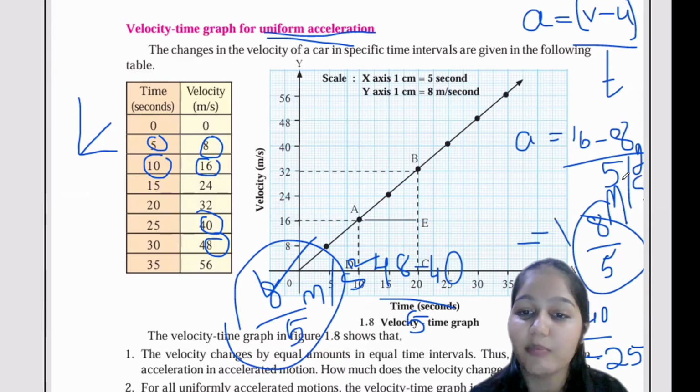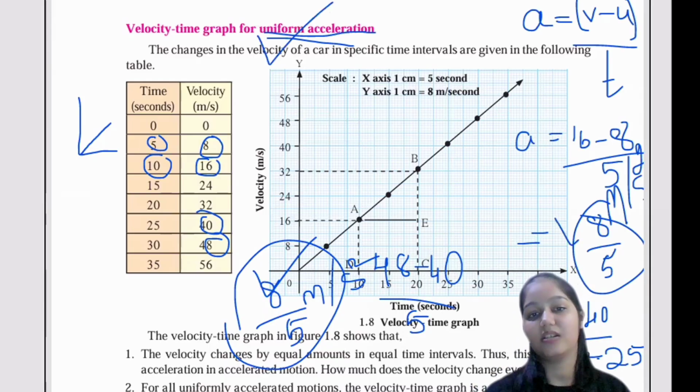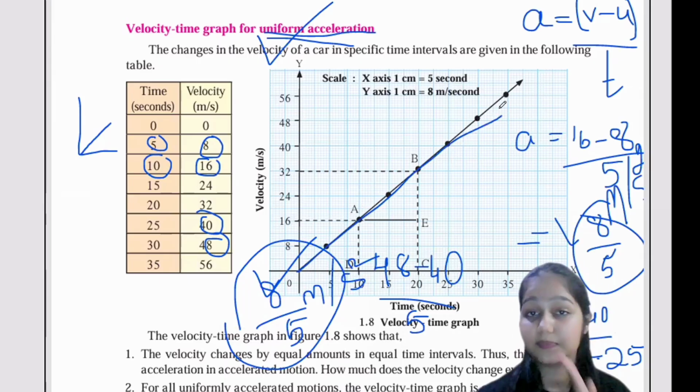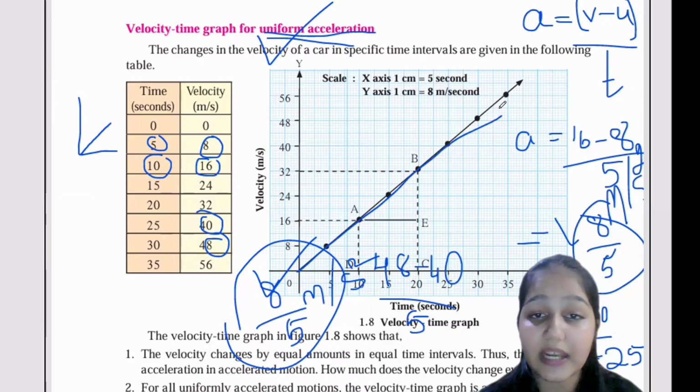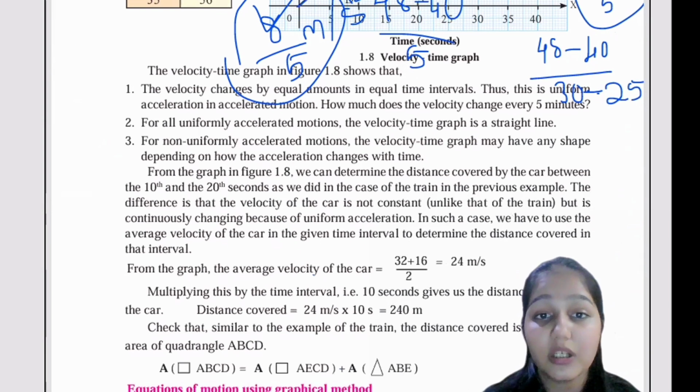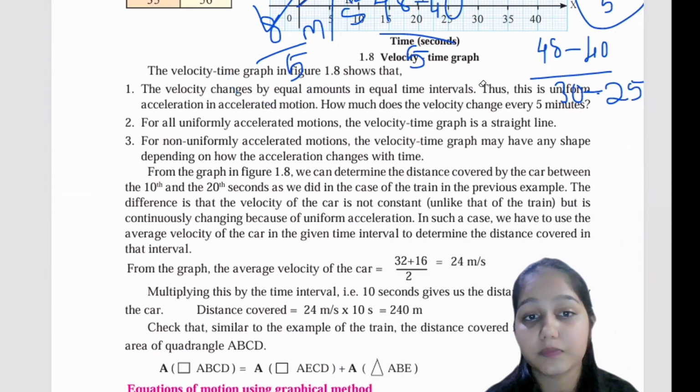Both are the same. Means uniform acceleration. If there is a uniform acceleration, the graph will go like this, in a straight line like this. I hope you all have understood this. Let's move on to the reading part here.